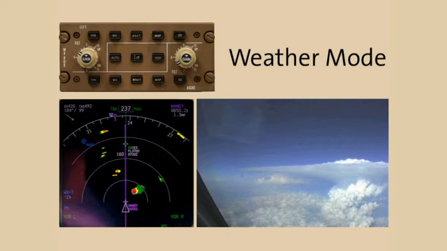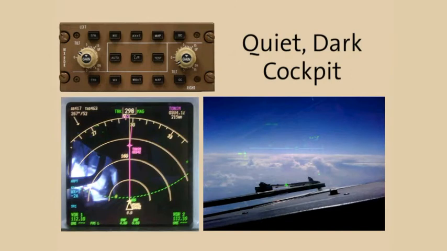One significant difference between MultiScan in auto and a traditional radar is that weather below the aircraft flight path, or non-threat weather, is not displayed. MultiScan uses the quiet dark cockpit philosophy.